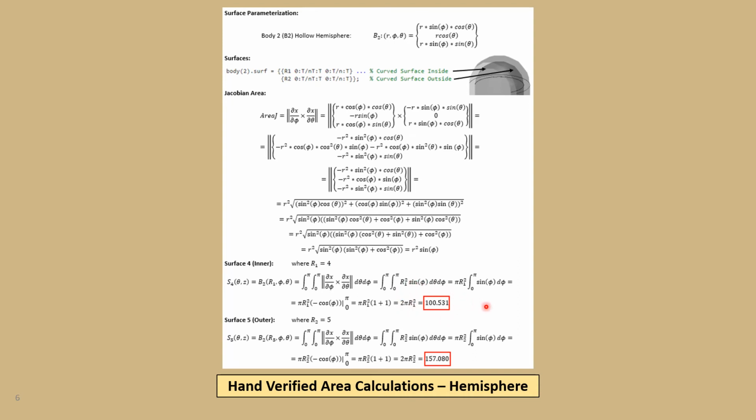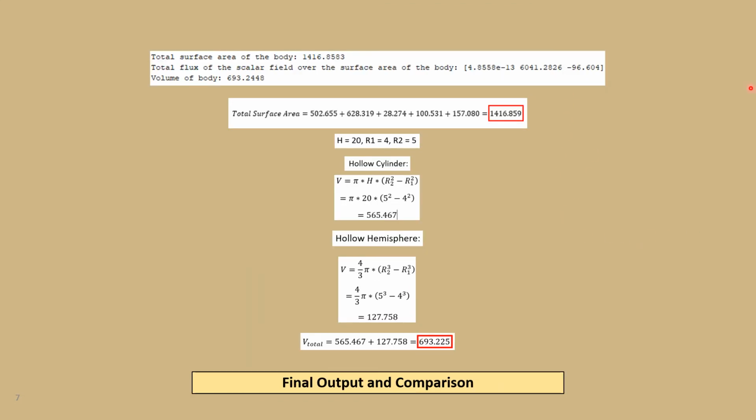100.531. Taking the double integral of that area Jacobian, but now updating the radius to 5, gives me a result of 157.08. Here you can see my calculated area compared to my MATLAB output.